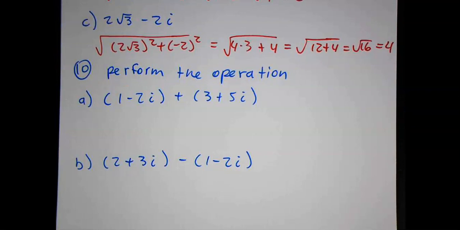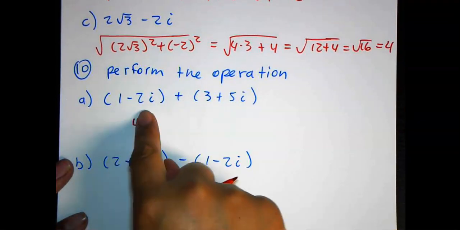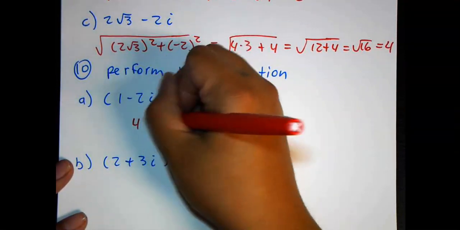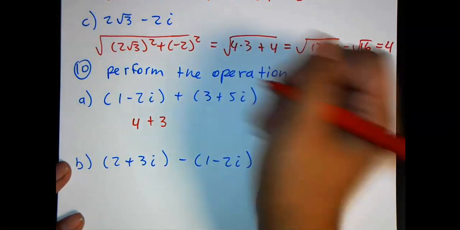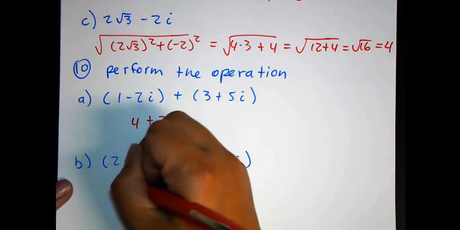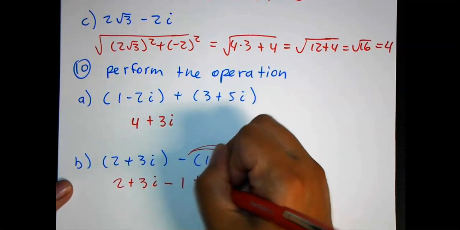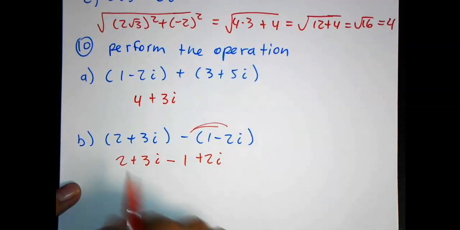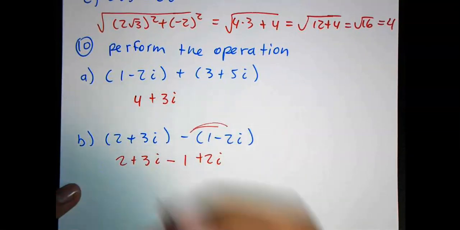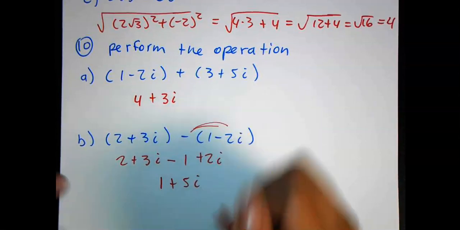Number 10 says to perform the operation of complex numbers. Super easy, you just combine like terms. 1 plus 3, I'm going to say the answer is 4. Negative 2 plus 5 will be 3i. In this case, though, we have to distribute the negative first. So I got negative 1 plus 2i. And so then 2 minus 1 will be 1. 3 plus 2 will be 5i. And that is it.